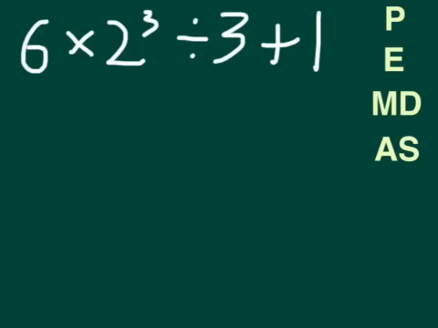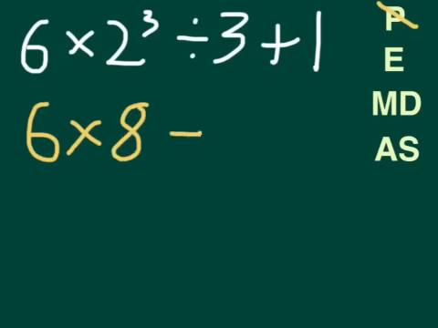Okay, so we're going to simplify this. First, we're going to do all the things in parentheses. But wait, there isn't anything in parentheses. Well, no problem. Then we just move on, right? So now we're going to do things in exponents. Okay, so 6, that doesn't change. Okay, 2 to the third power, that means 2 times 2 times 2. So 2 times 2 is 4, times 2 is 8. Divided by 3 plus 1. We are now done with our exponents.